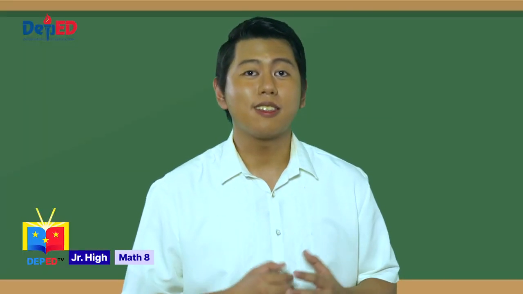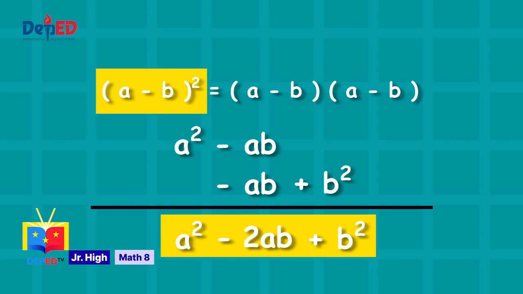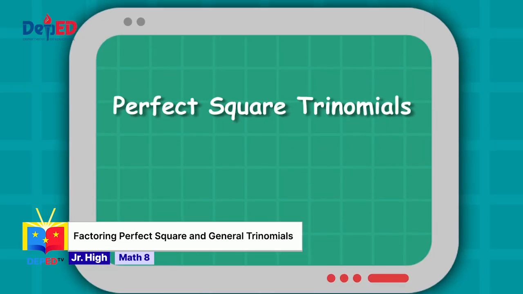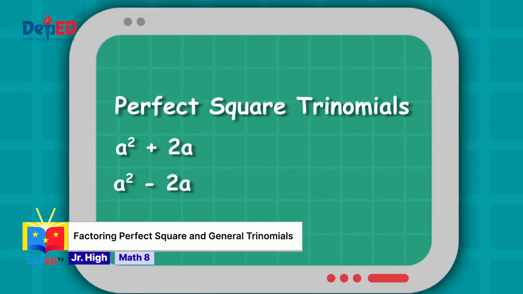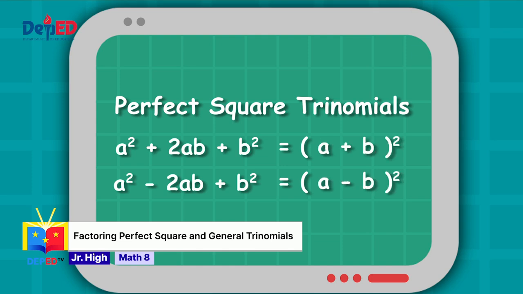Though the process is the same, the square of the binomial a minus b is equal to a squared minus 2ab plus b squared. These polynomials are special products that we call perfect square trinomials. And we apply these patterns to identify the factors of the perfect square trinomial.